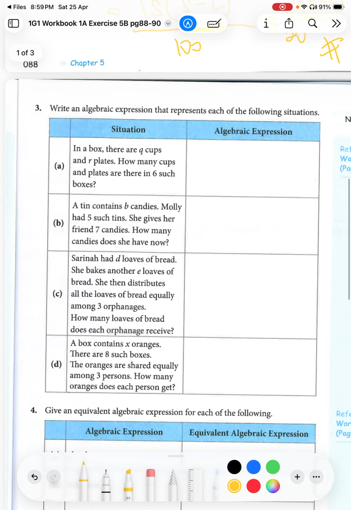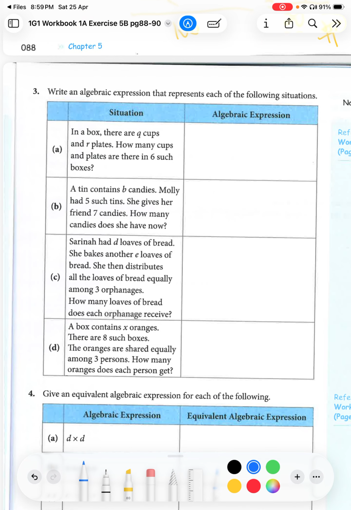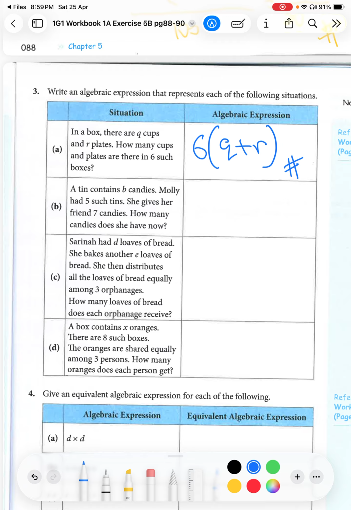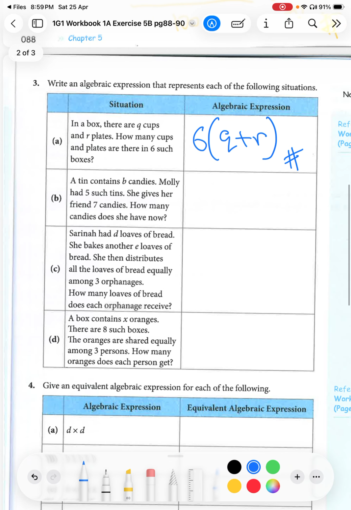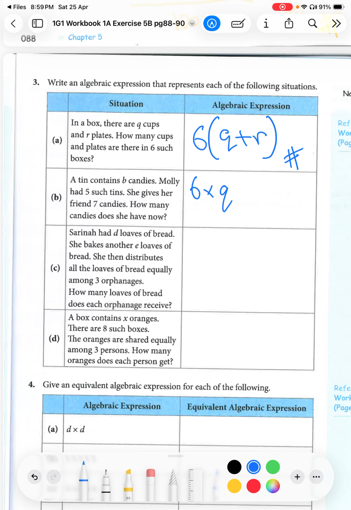Okay, the next one. In a box, there are Q cups and R plates. How many cups and plates are there in 6 boxes? So it's 6 times this, 6(Q plus R). This can be your answer. But if you interpret another way, in 6 boxes, there should be 6 times Q cups and 6 times R plates. It is 6Q plus 6R. This is also correct. Both are correct.